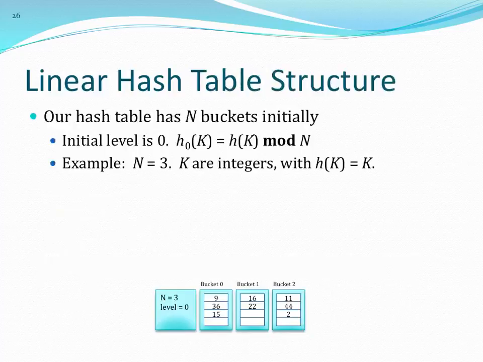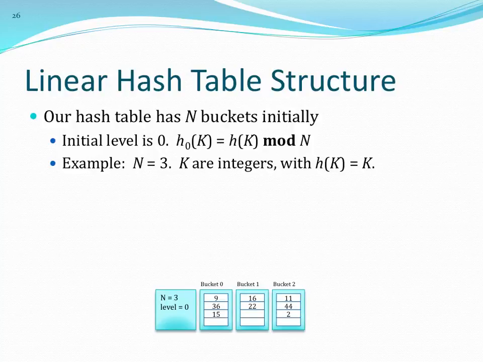Okay, so we have n buckets initially, and in this situation I chose 3 just to show that it doesn't have to be a power of 2. And so we have our buckets here, buckets 0, 1, and 2. The level 0 hash function is going to be really simple. Notice the k are integers, so our search key values are integers, and we're going to say the hash of an integer is just that integer's value. Can't really get much simpler than that.